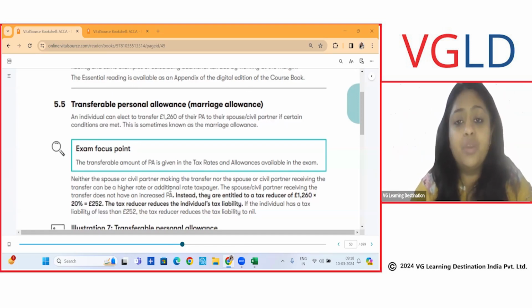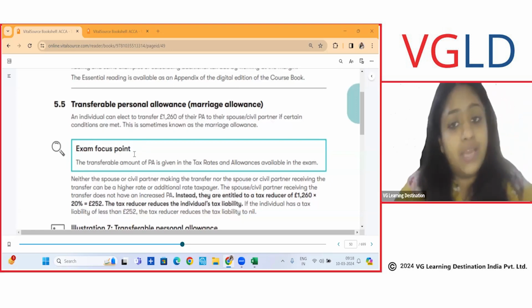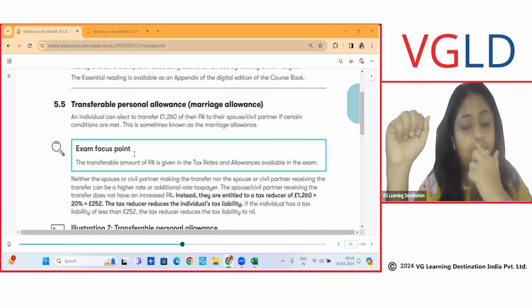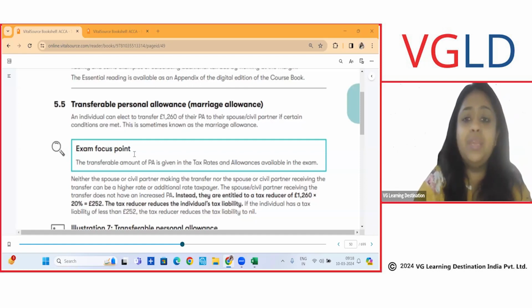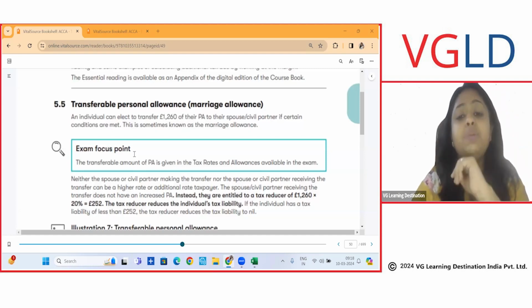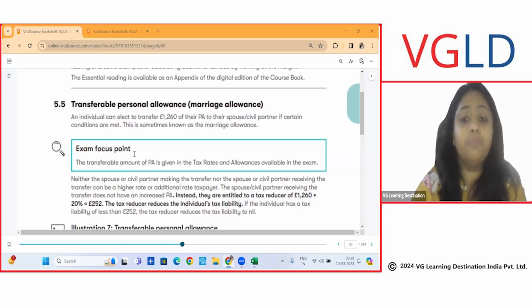Hi Nidhi, good morning. And we are discussing transferable PA concept of chapter 2. Yeah, so what I was saying, I'll repeat again. It's a marriage allowance that we are considering. Marriage allowance is a topic of tax planning where suppose one spouse is having very low income. So PA is getting wasted. So instead of wasting the PA, we can transfer it to the second spouse. But maximum PA that can be transferred is 10% only. In fact, minimum is also 10%.